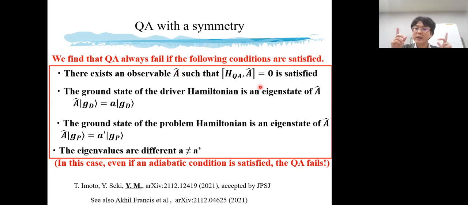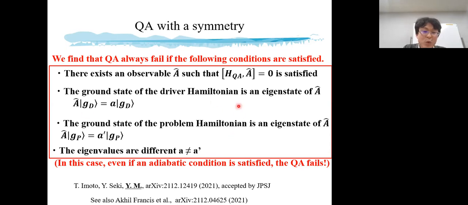Thank you for your question. I'll explain the sufficient condition for quantum annealing to fail even for a long annealing time. Let me assume that there exists an observable A, and this observable A commutes with the total Hamiltonian like this one. I'll consider the ground state of the driver Hamiltonian as G_D, and the eigenvalue of A as A. Since the total Hamiltonian and A commute, the ground state is also an eigenstate of A. The ground state of the driver Hamiltonian and the ground state of the problem Hamiltonian have eigenvalues A and A prime. Let me assume that A and A prime are different values.